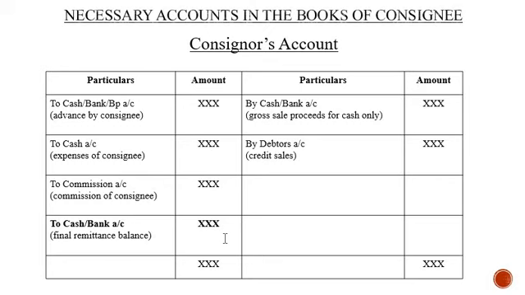Now there are various entries, that is journal entries in the books of consignor as well as journal entries in the books of consignee, which we will check in the next class.